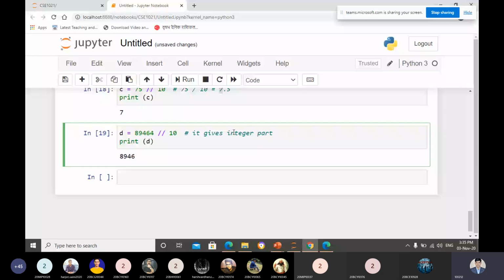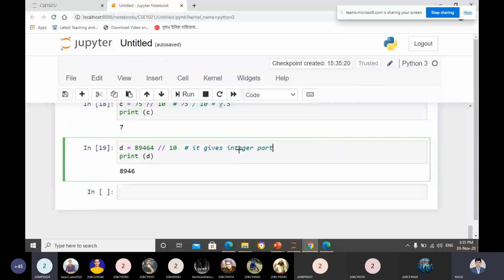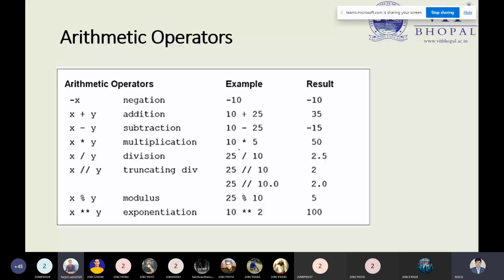That's practical. Suppose we have the decimal part, so definitely the answer representation will be in the form of the decimal.